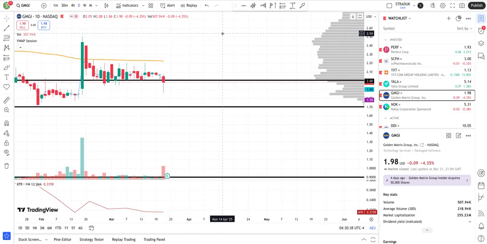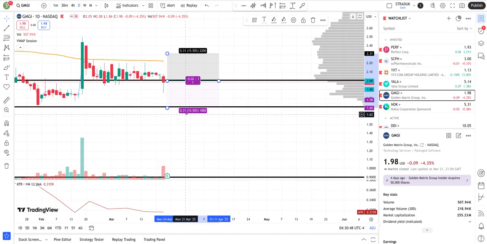Okay, so let's get the long position and let's put it at where we potentially might see this stock opening. So we're going to put it bang on $2, and we're going to set our stop loss at just below the ATR. So at the moment ATR is 31 cents.